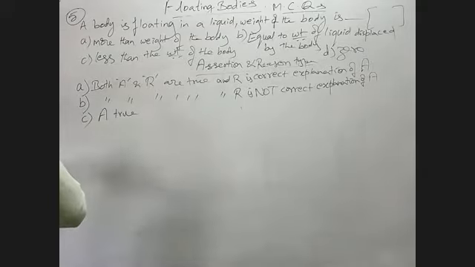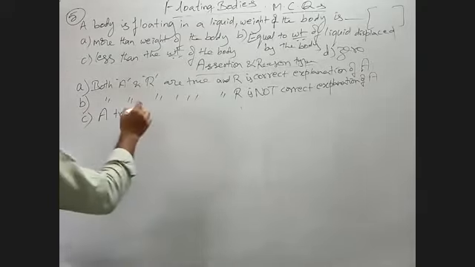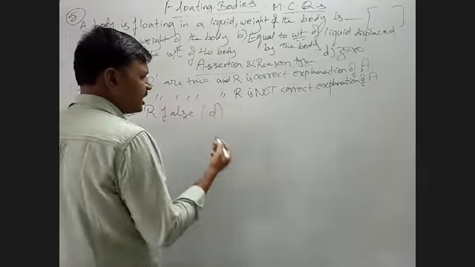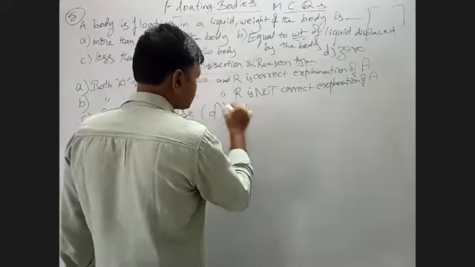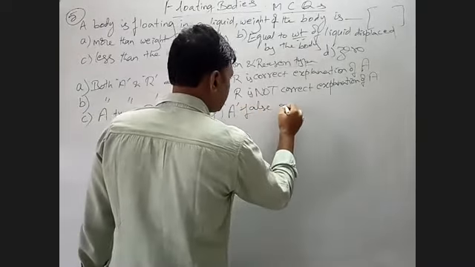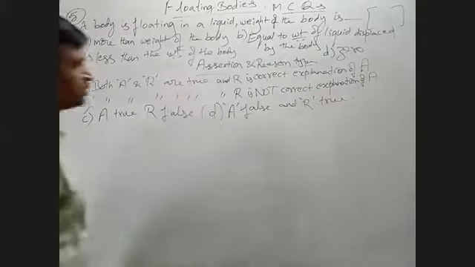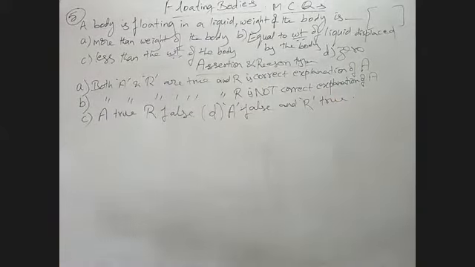Okay. A true and R false. Then automatically the D option applies: A false, R true. So you have to remember this, and now we will go into the questions.